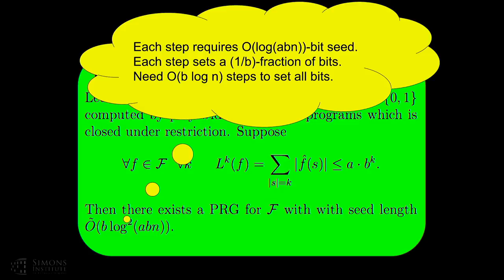Now we need to count the number of steps. Each step is going to set a 1 over b fraction of the bits, where b is the base of the Fourier growth. So if you do b steps, you're going to set a constant fraction. Now you need to do that logarithmically many times to set all of the bits. So we get a total number of b times log n steps. You multiply the number of steps by the amount of seed needed per step, and you get this seed length. So that's some sort of vague intuition for where this result comes from.